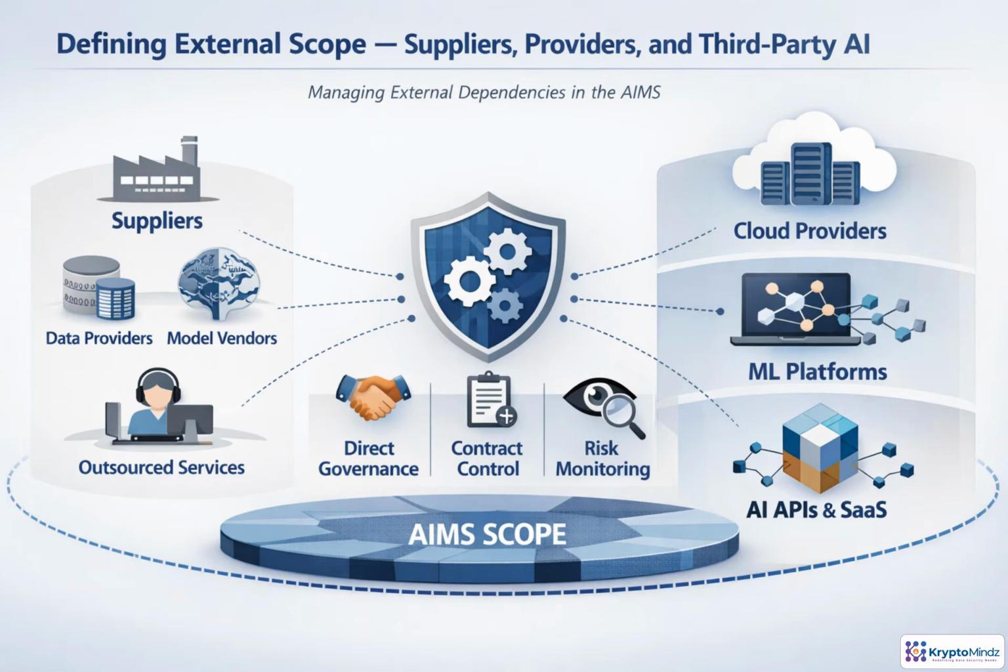External scope makes dependencies visible. If an AI system relies on a model API, cloud platform, labeled dataset, SaaS feature, or outsourced monitoring team, that party affects your AIMS. The key question is control. Some components you govern directly. Some are shared, especially in cloud and managed ML services. Others are controlled through contracts, supplier reviews, and risk monitoring. Your scope statement should name these boundaries clearly, so third-party behavior does not become an unmanaged blind spot.